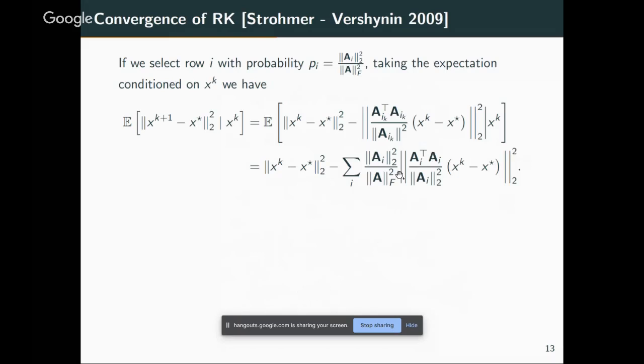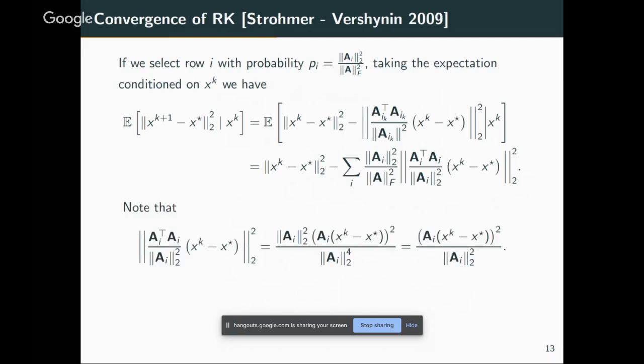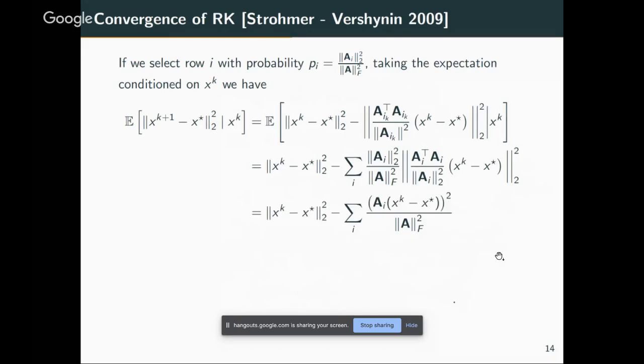Looking further into this squared norm that we have on the right, we can simplify that expression. Again, this A_i times x_k minus x star is just a scalar value, so we can pull that outside of the norm. Then we're left with the norm squared of the ith row, which cancels with the norm squared in the denominator, and we can simplify to the expression on the right. Substituting this back into the equation above, and also canceling the remaining norm squared of the row with the norm squared here, we get this expression.